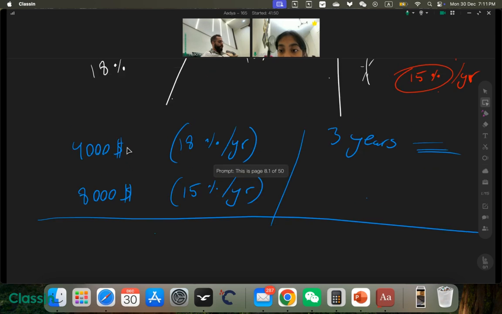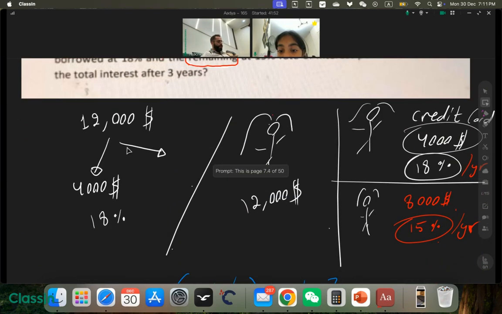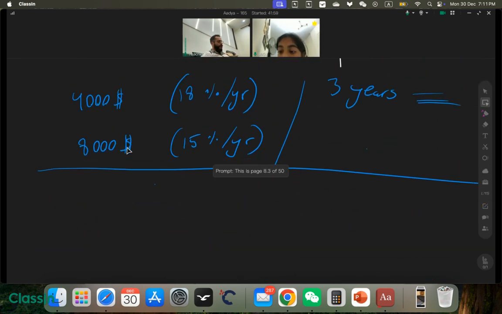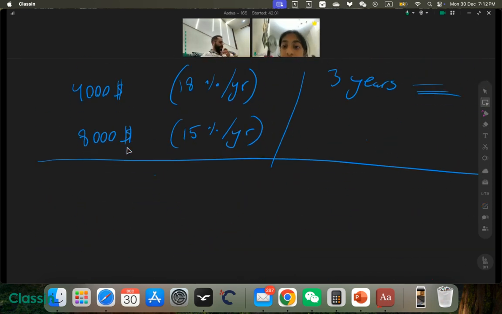Let's just double check the question. What is the total interest after 3 years? So they want to know how much she is paying extra for these $12,000. What do you think? I'm going to leave you be and think about it. But no, the answer is not 18% times three. I asked what's the interest. What do you mean by interest?